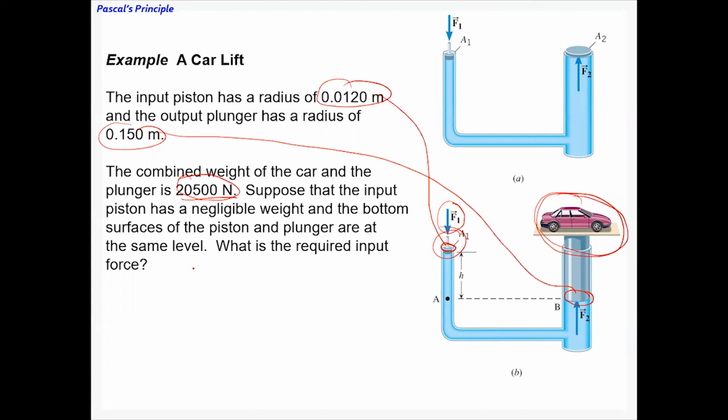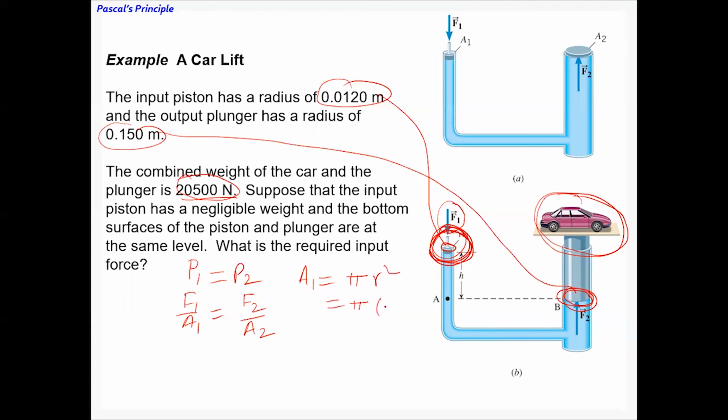Okay, so what is Pascal's principle? Pascal's principle is P1 equals P2, right? Meaning pressure here, which is P1, is equal to pressure here, P2. So P1 is F1 over A1, right? What is P2? P2 is F2 over A2. A1 is the area of the input piston here. What is that? Pi r squared, since the piston is circular.